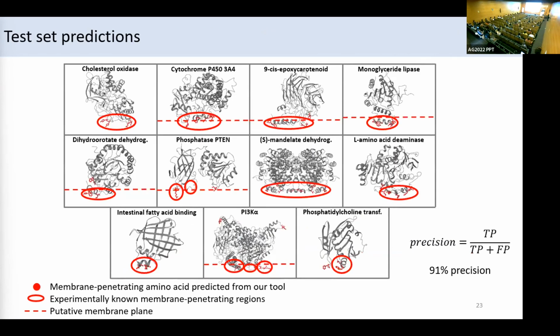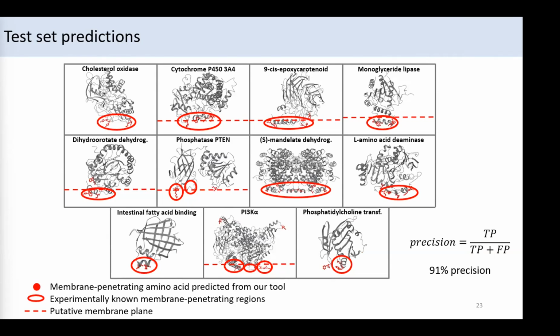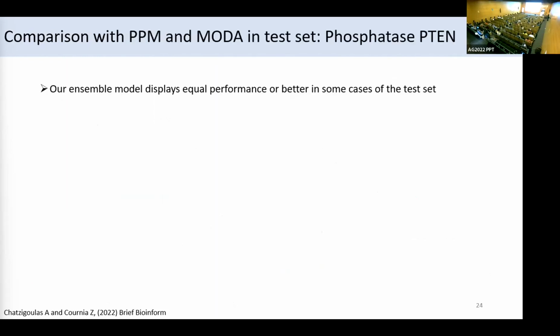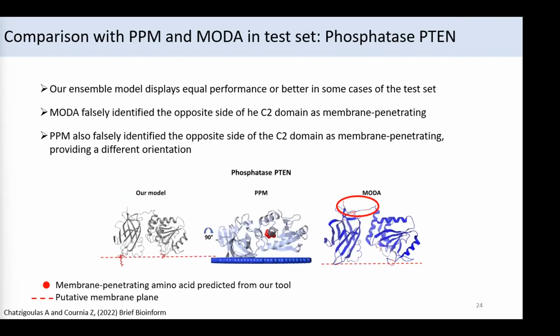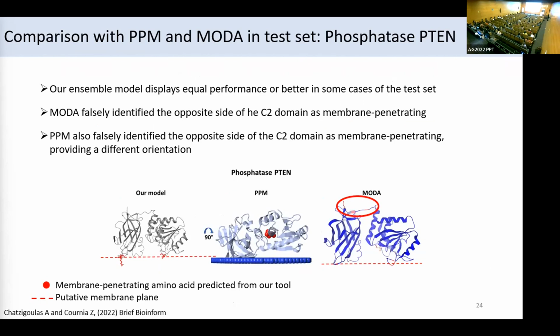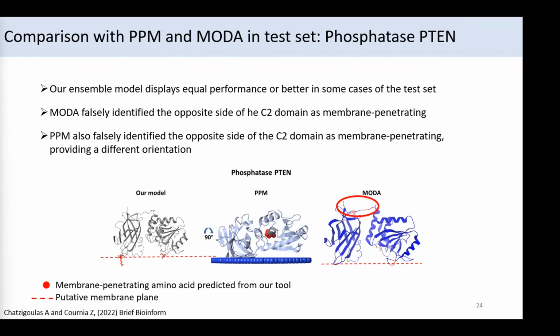And here you can see the independent test set prediction. With red, we show the experimentally known membrane interacting regions, and with red amino acid predictions of our tool. And we indeed can see very high precision of our tool. And again, we compared these results with PPM and MODA. And here you can see another test case where our tool outperforms them, the phosphatase B10. MODA and PPM predict regions in the opposite side of the actual protein membrane interface and the C2 domain.